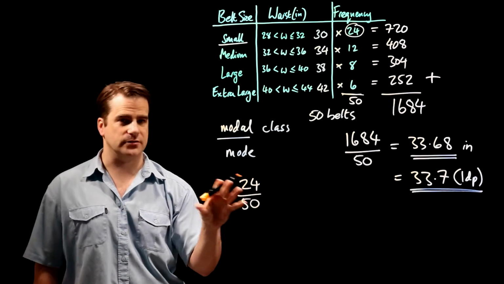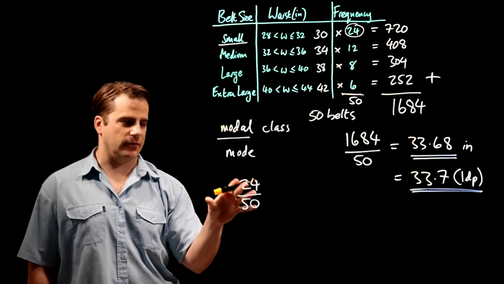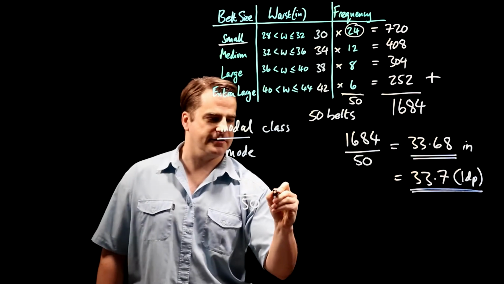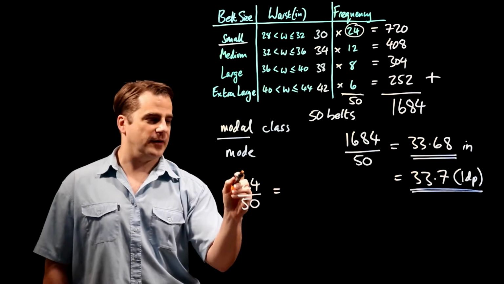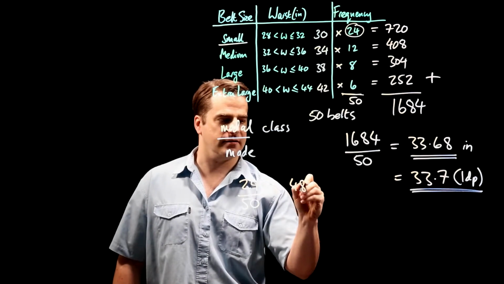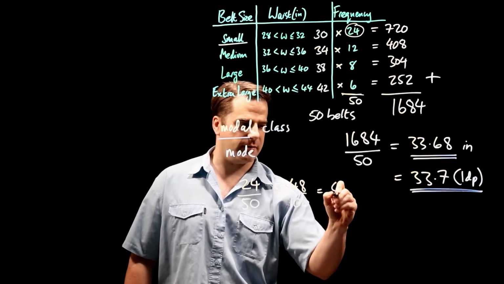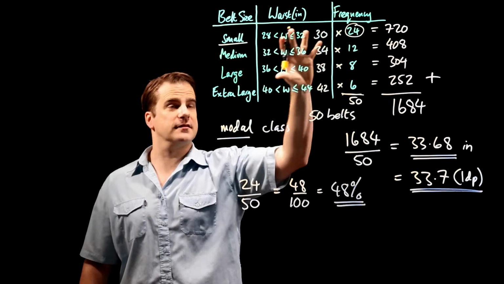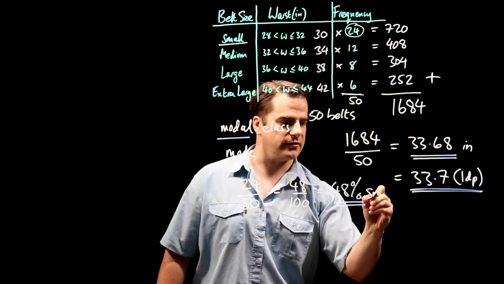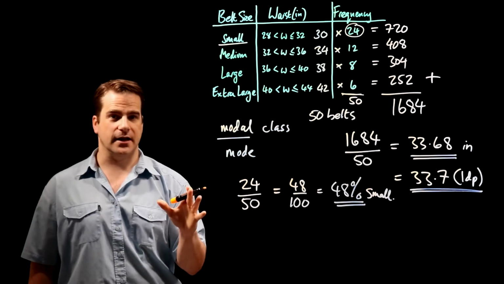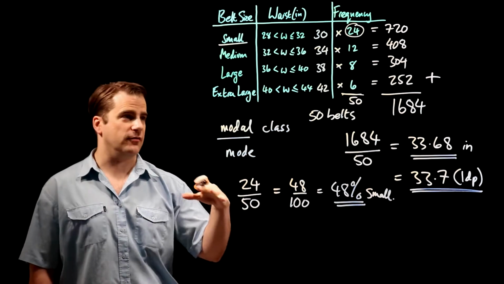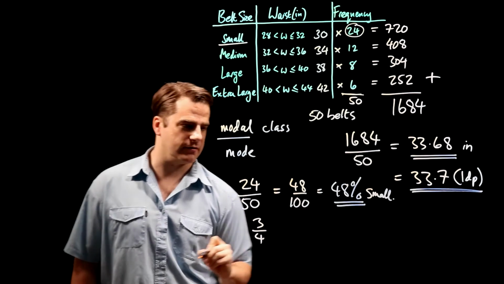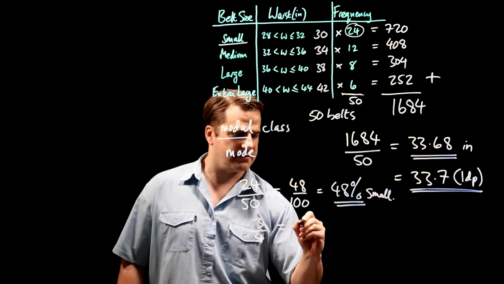So the percentage, or the fraction, okay, I'll do it as a percentage. 24 out of 50 is 48 out of 100, which is 48%. Okay, so 48% of the belts sold were small. And Jenny was going to order 3/4 of new belts in size small. So Jenny wanted to order 3/4. 3/4 is 75%.